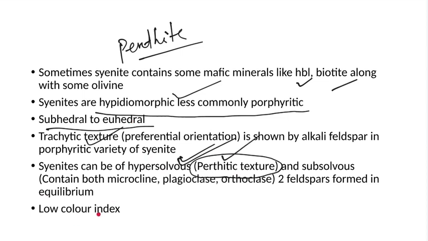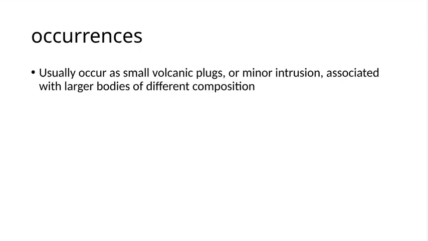These syenites have a low color index, that means more leucocratic in nature. They usually occur in volcanic plugs and minor intrusions associated with larger bodies of different, variable composition. So this is the occurrence of syenite.